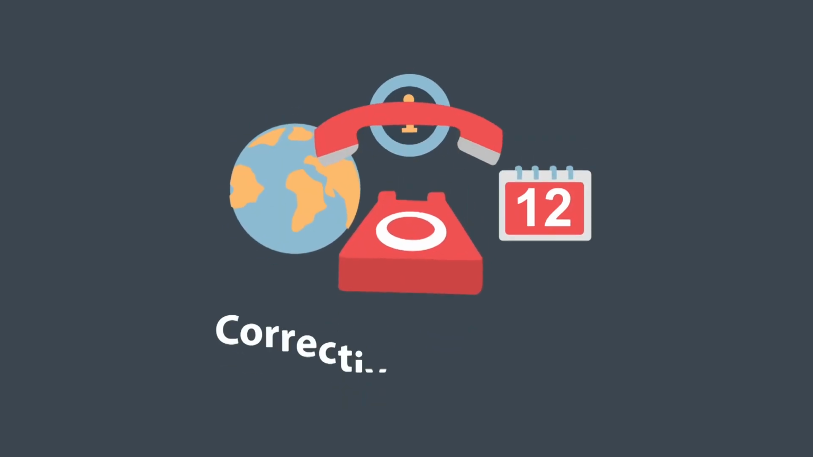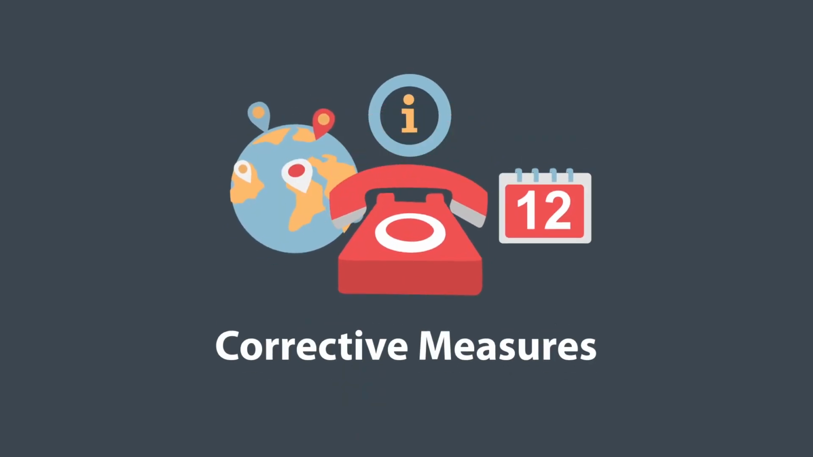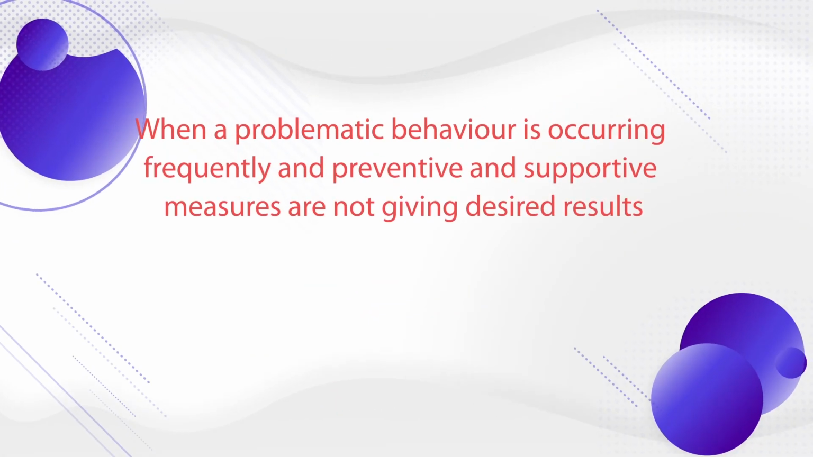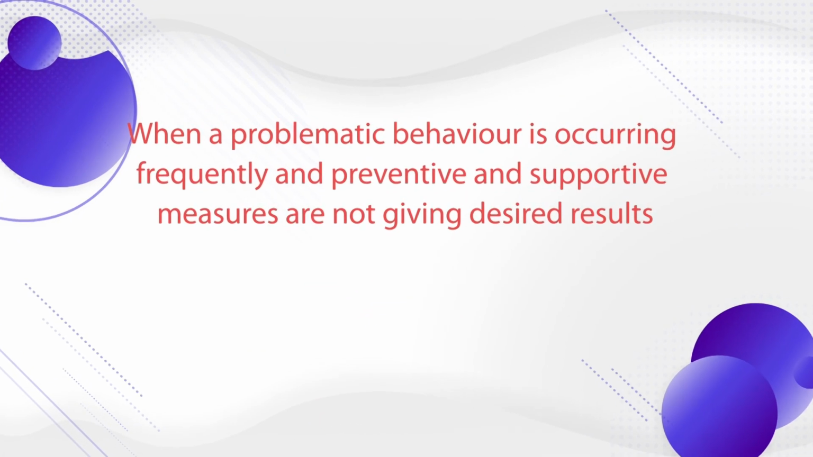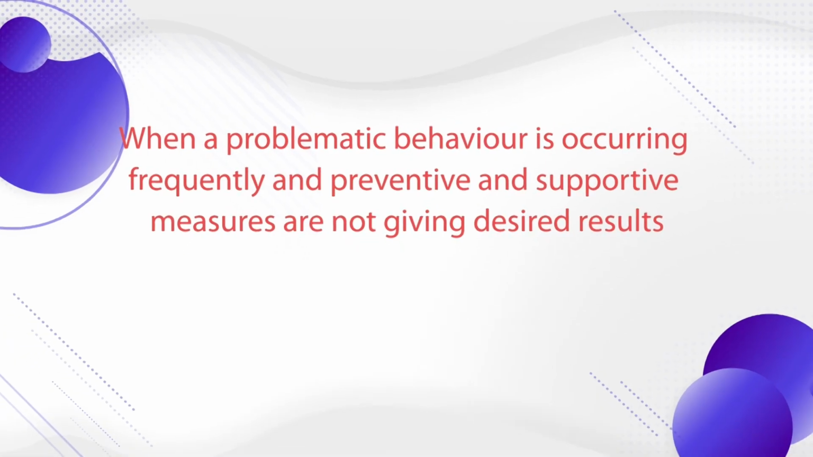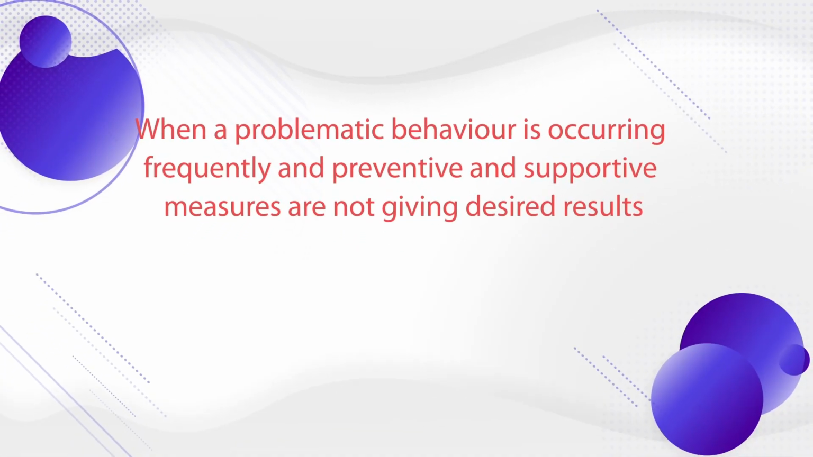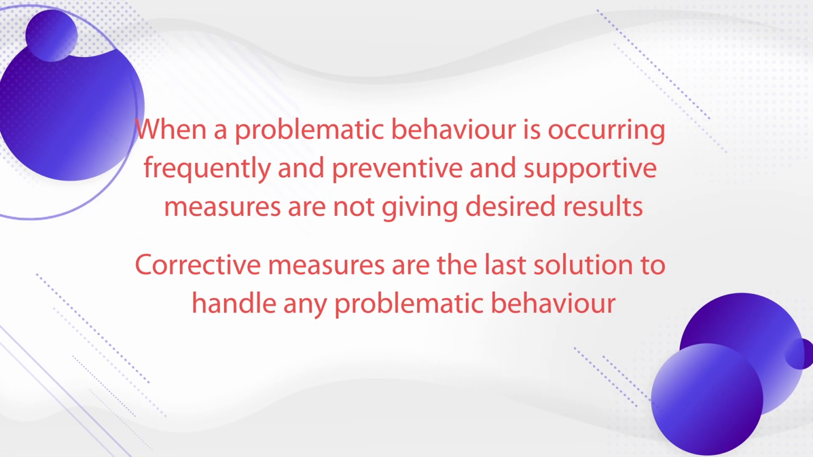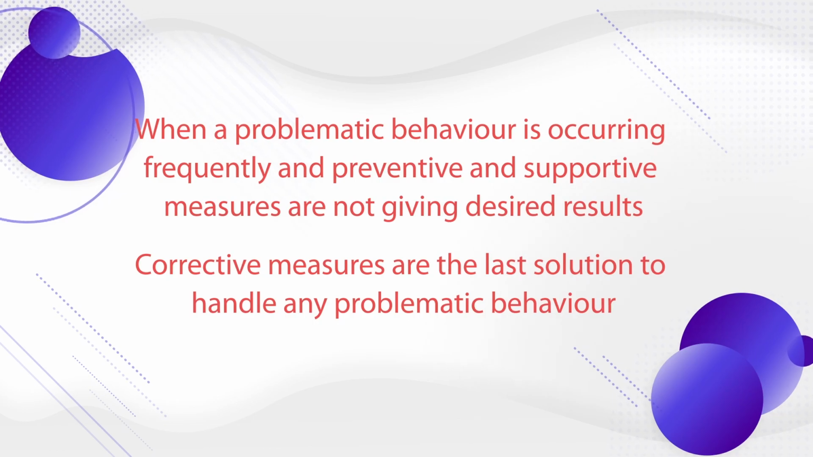Then comes the corrective measures. What are the corrective measures? When a problematic behavior is occurring frequently and preventive and supportive measures are not giving the desired results, you use corrective measures. So you can say corrective measures are the last solution to handle any problematic behavior.